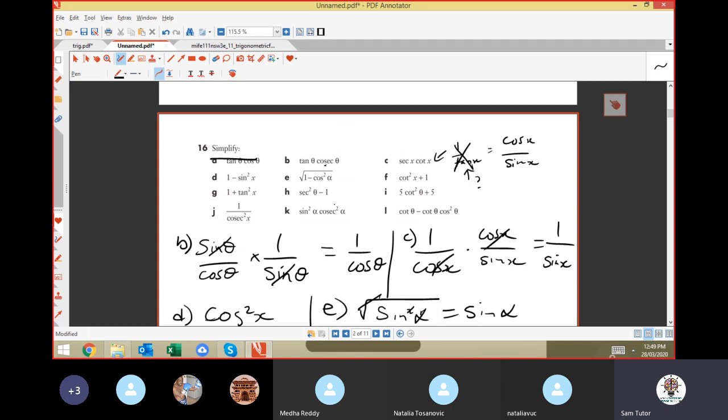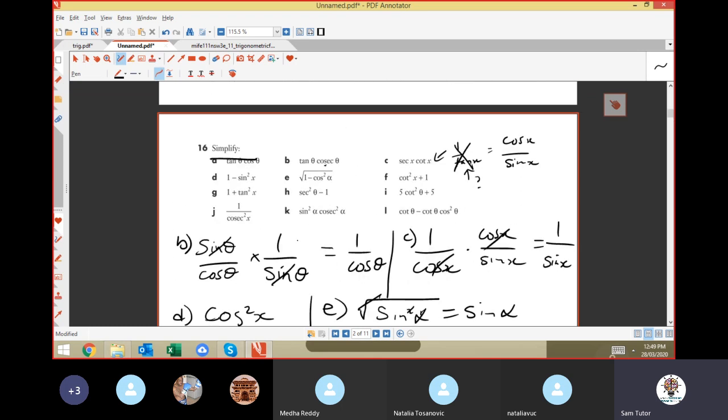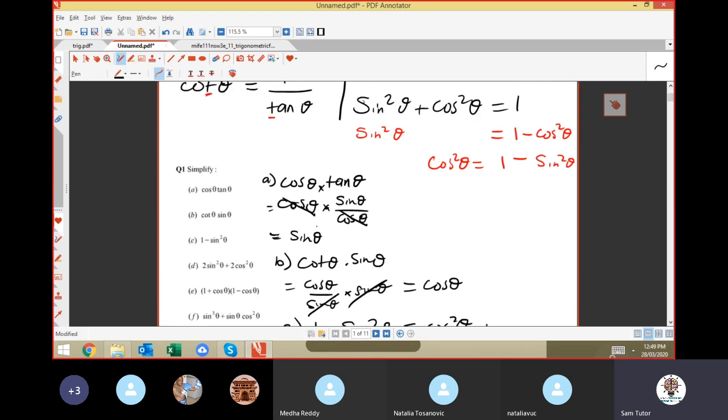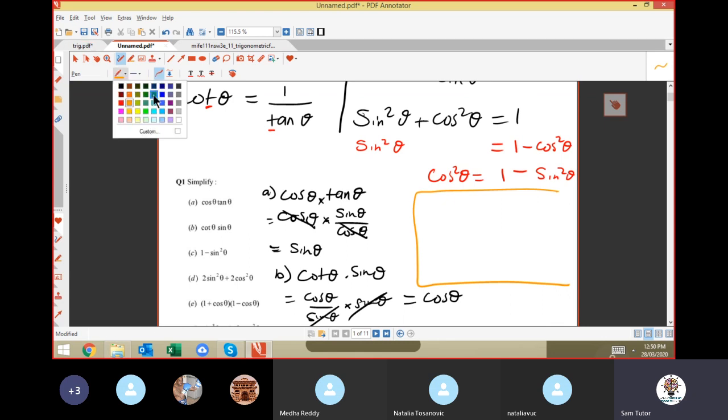Okay. I didn't show you guys your cot and sec squares, so let's do those ones. There's your formulas right on the top. Let's do this. Okay, I need a different color because I can't see it myself.